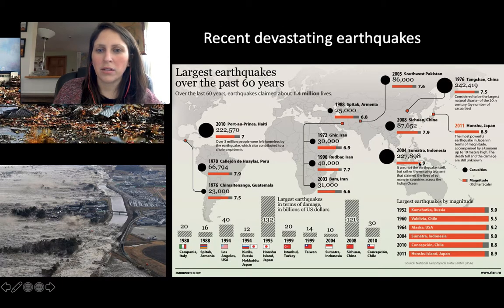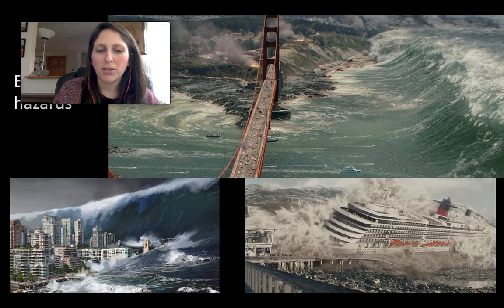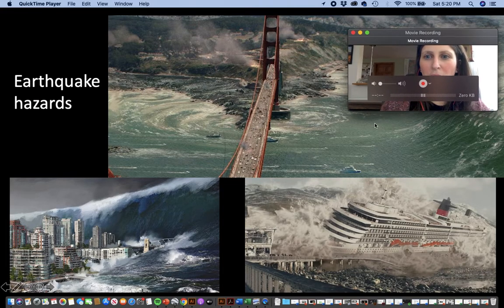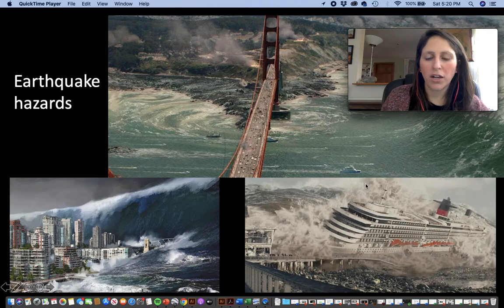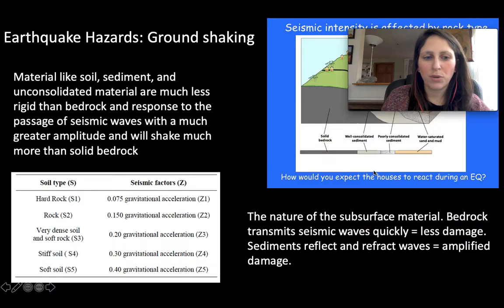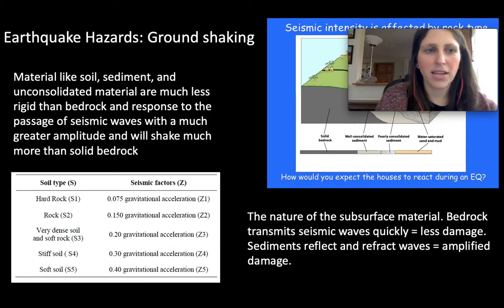Okay, again, this is another diagram. Earthquake hazards. These are screenshots of the movie San Andreas with The Rock. I recommend it. It is good fun, but it is absolutely inaccurate on many levels. Okay, but here's some spoilers on what that looks like.